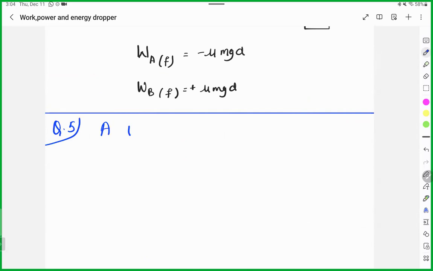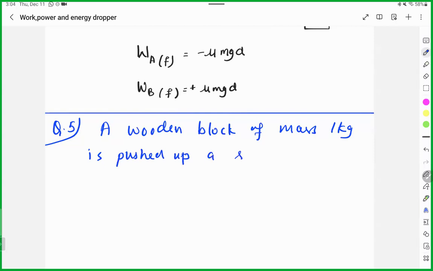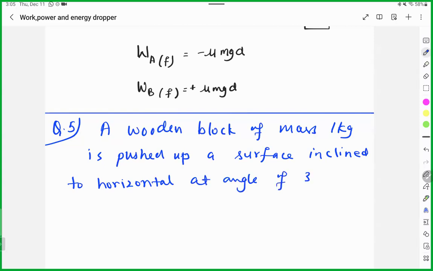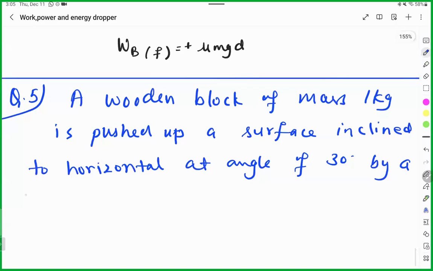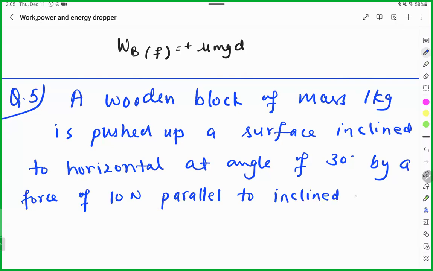I will write the complete question. Keep on writing. Wooden block of mass 1 kg is pushed up a surface inclined to horizontal at an angle of 30 degree by a force of 10 Newton parallel to the inclined surface.